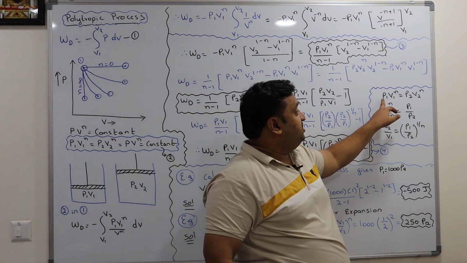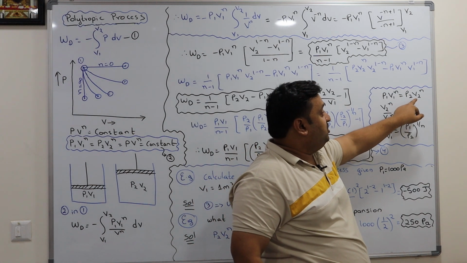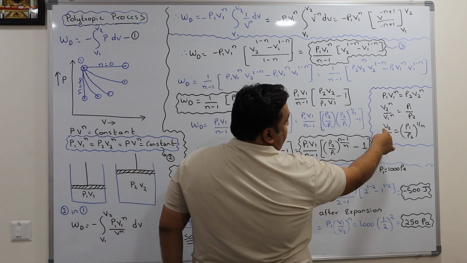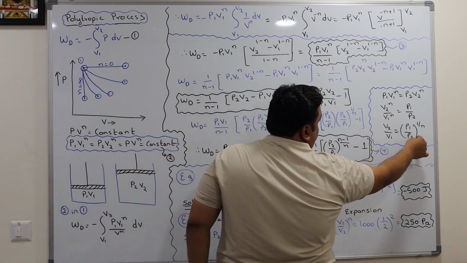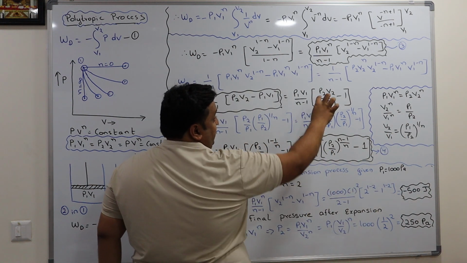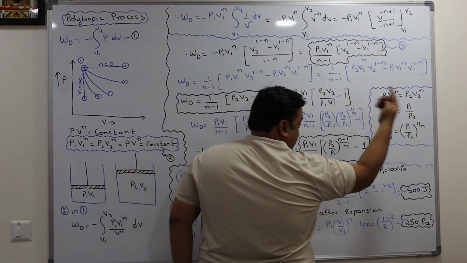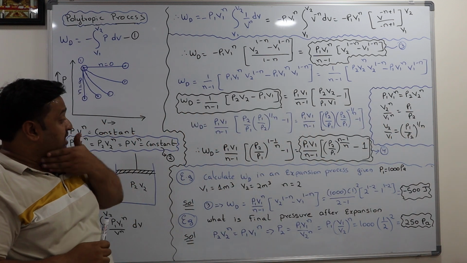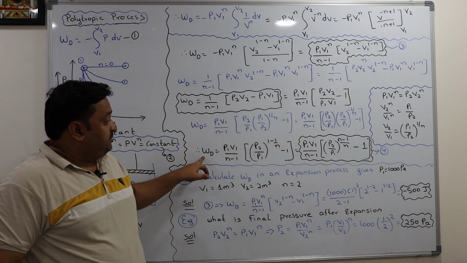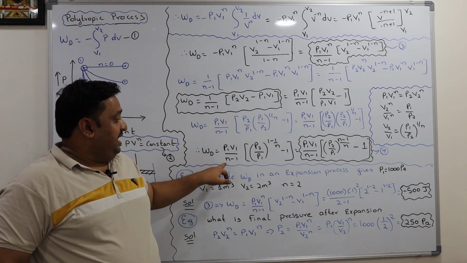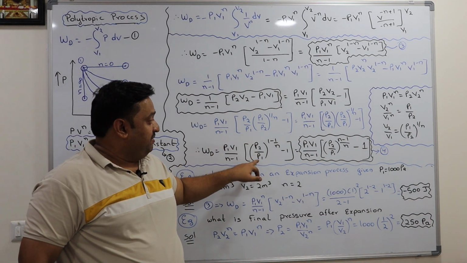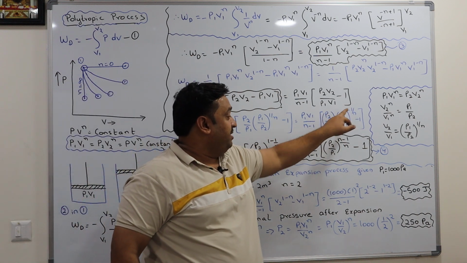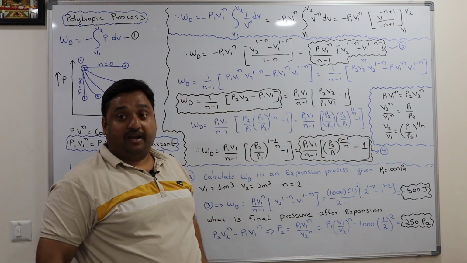As we know the relationship P1 V1 power n is equal to P2 V2 power n. From this mathematics, V2 by V1 is nothing but P1 by P2 power 1 by n. That means in place of V2 by V1, I replace it with P1 by P2 power 1 by n. Okay, if you do that, displacement work is nothing but P1 V1 by n minus 1 into P2 by P1 power 1 minus 1 by n. So here it is minus 1 by n, and it has become 1 minus 1 by n.